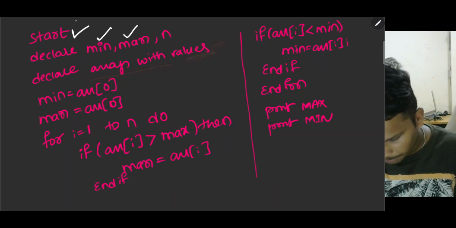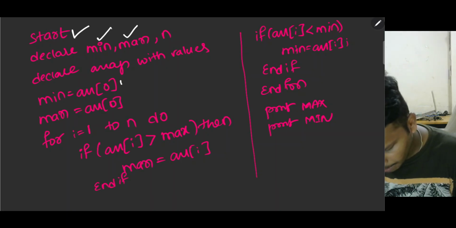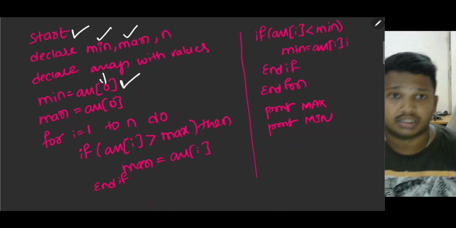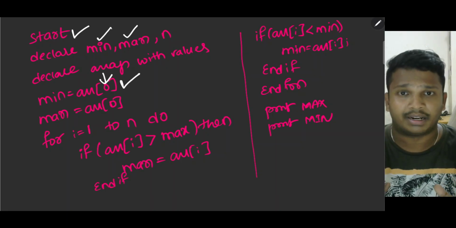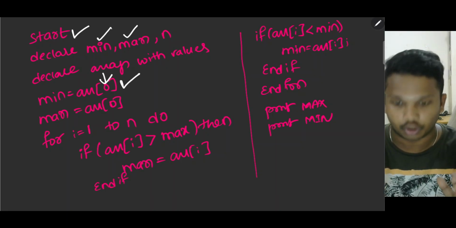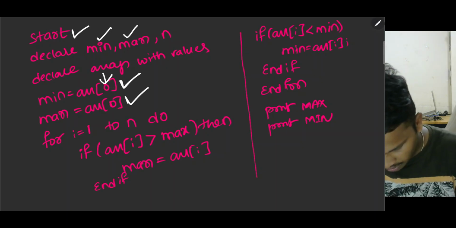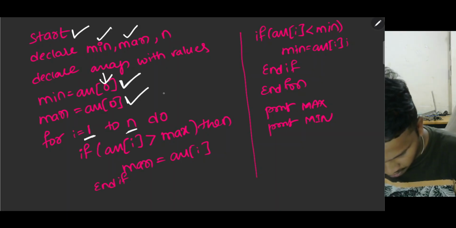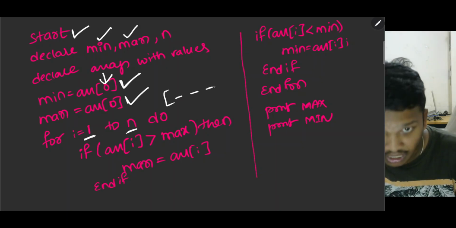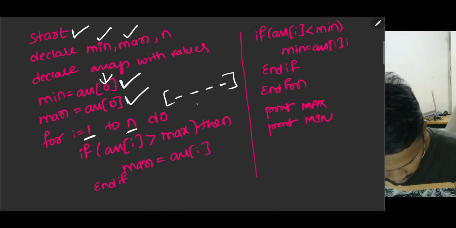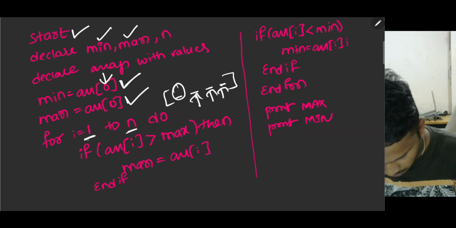Now, see, I am taking minimum as array 0th element because in C programming, or computer programming languages, indexing starts from 0. So minimum is array of 0. Maximum is also array of 0. For i equal to 1, if you have 4 elements in the array, the first element is where we start the comparison. These three elements are compared with this small element, so we start from i equal to 1.